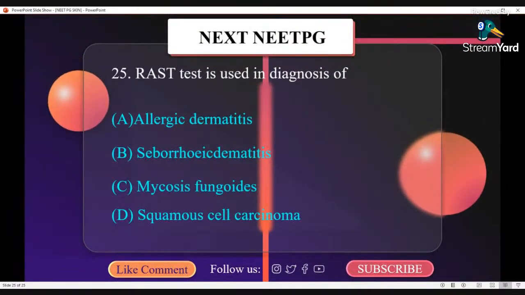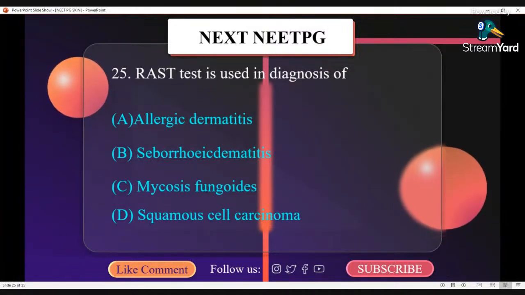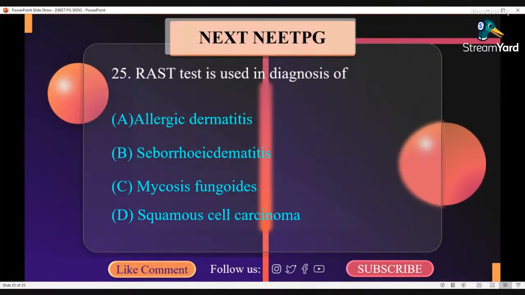RAST test is used in diagnosis of A. Allergic dermatitis, B. Seborrheic dermatitis, C. Mycosis fungoides, D. Squamous cell carcinoma. It is A, allergic dermatitis.